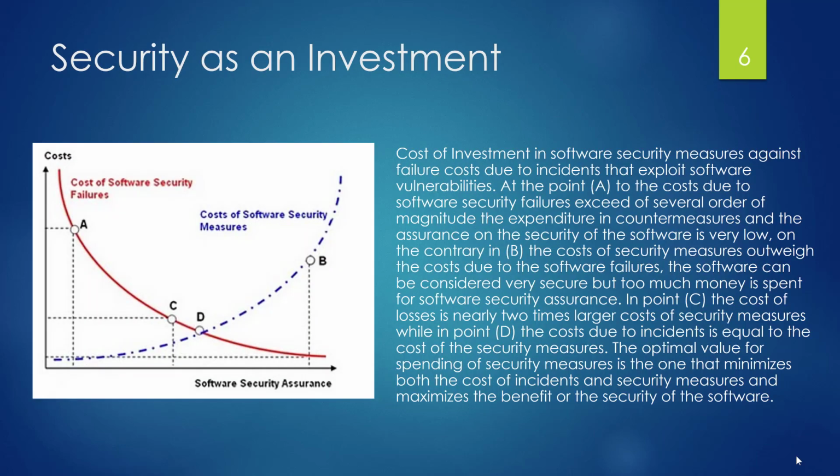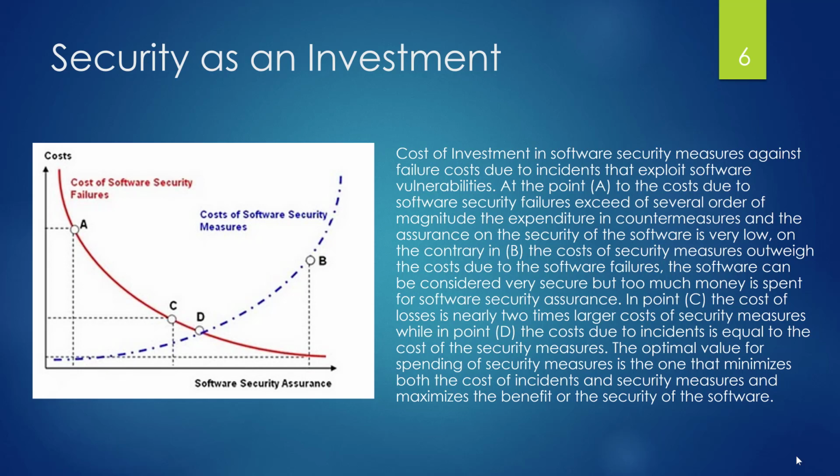All right, here's another good example of this idea of business-driven security. If for all of our security investments we could generate a chart like this, then our decisions become really, really easy. In this case, the red line is the costs associated with a software security failure, a compromise, if you will. And the blue line is the cost of the measure itself.